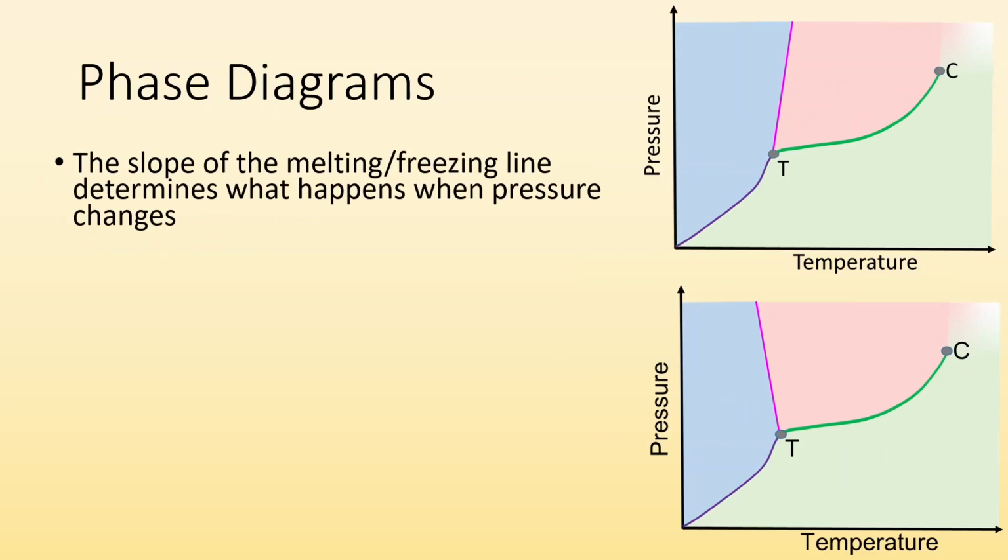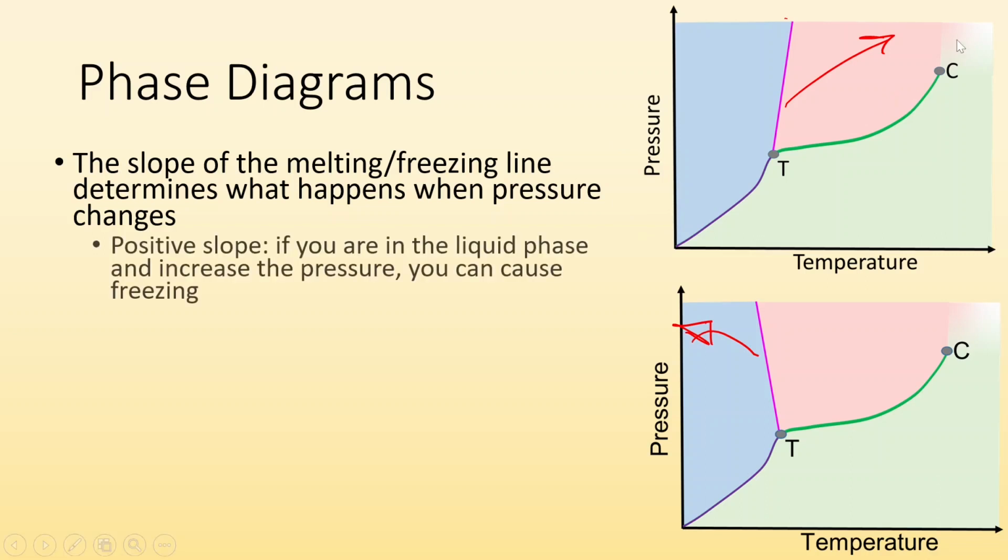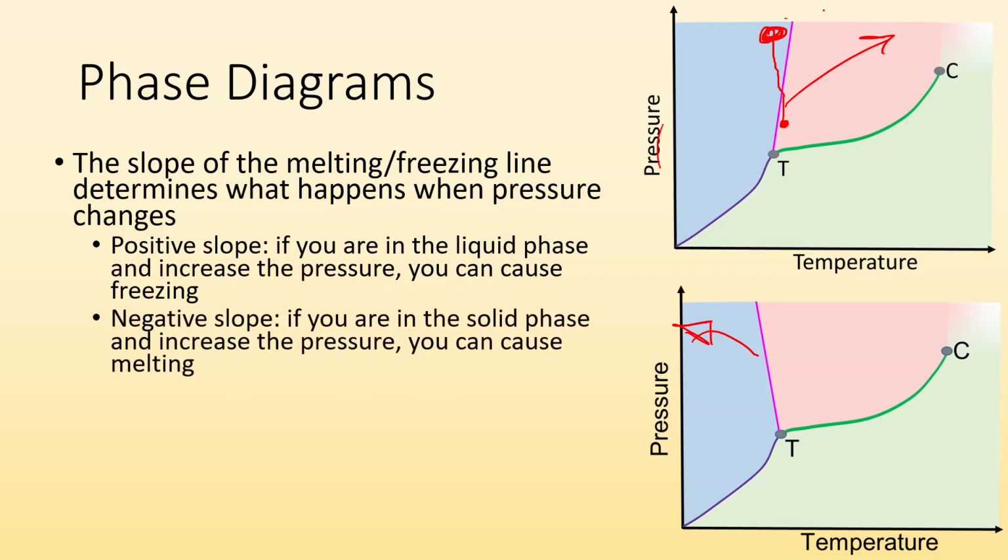All right, so the slope of that melting and freezing line. So if you see here, this one leans to the right, this one leans to the left. What kind of impact is that going to have on things? Well, if it has a positive slope, meaning it leans to the right, if you're in the liquid phase, and you increase the pressure, you can cause freezing. So basically, if I'm right here and I'm in the liquid phase and I increase my pressure, I'm going to move up and I'm going to end up in the solid phase. For a negative slope, it's a little different. You know, if you're in the solid phase and you increase the pressure, you can cause it to melt.